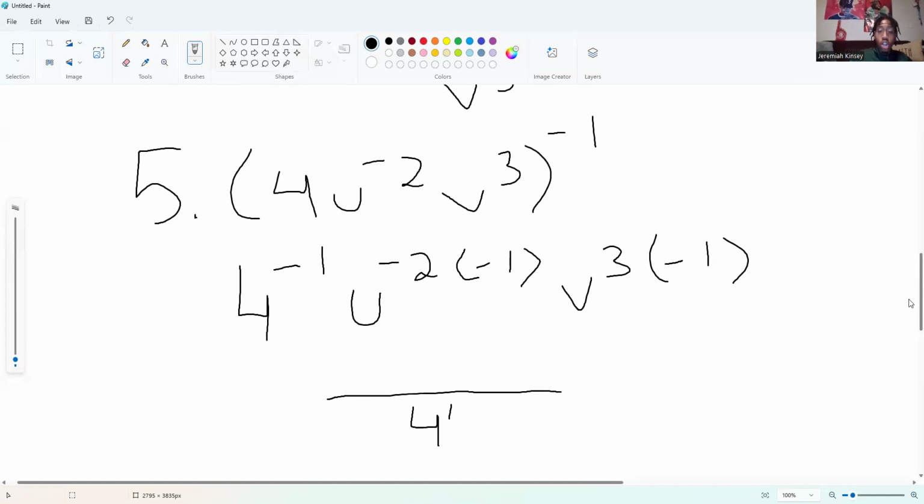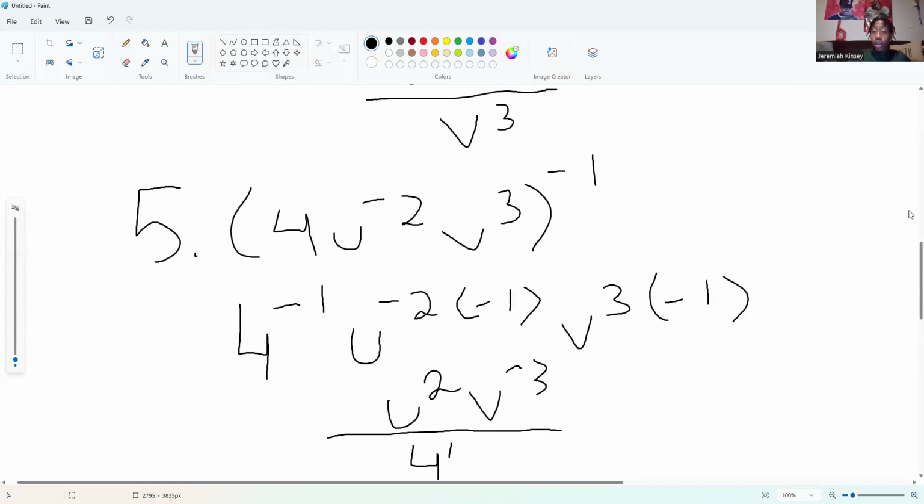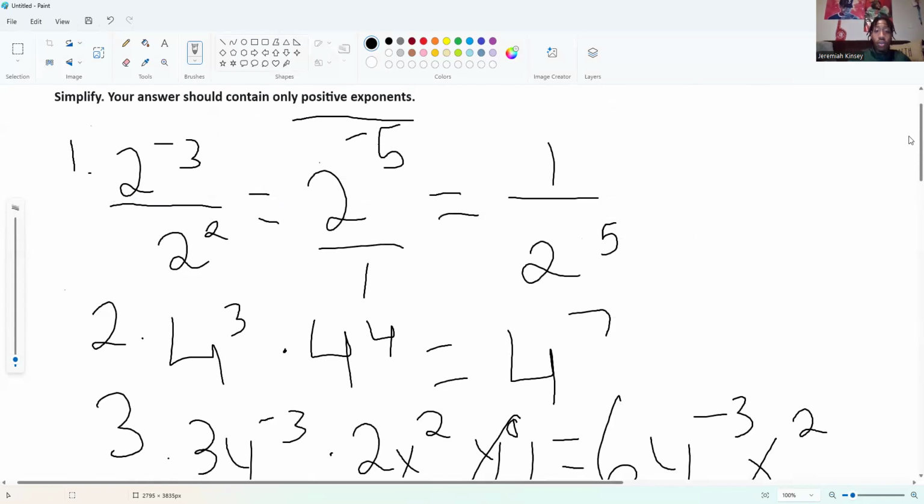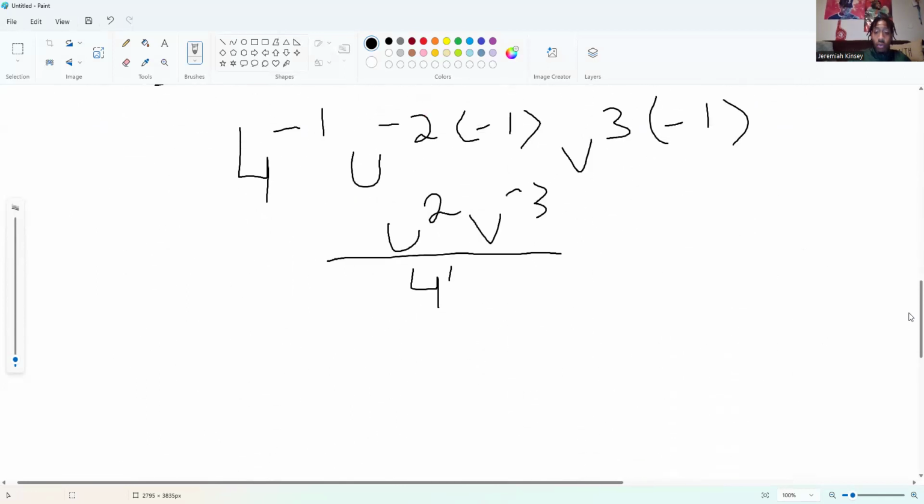-2 times -1, 2, right? Good job. U squared. V to the third times -1, right? 3 times -1 is -3, right? So for instructional purposes, we're just going to put it at the top, right? Now, scroll back up again. Only positive exponents. Only positive exponents.